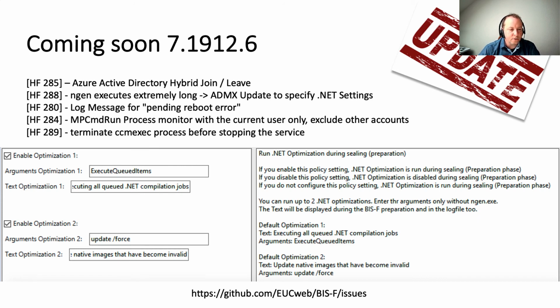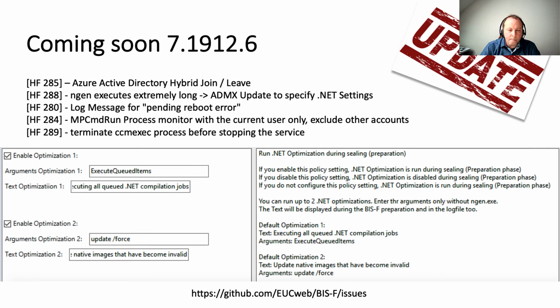And for the .NET optimization, we have also extended it with two simple steps, optimization 1 and optimization 2. You can also configure the arguments and the text that would be displayed inside of the sealing step. And inside of 7.19.12.6 we also have some optimizations for Microsoft Defender, like the npcmd run process, and also for the CCM process before stopping the service.